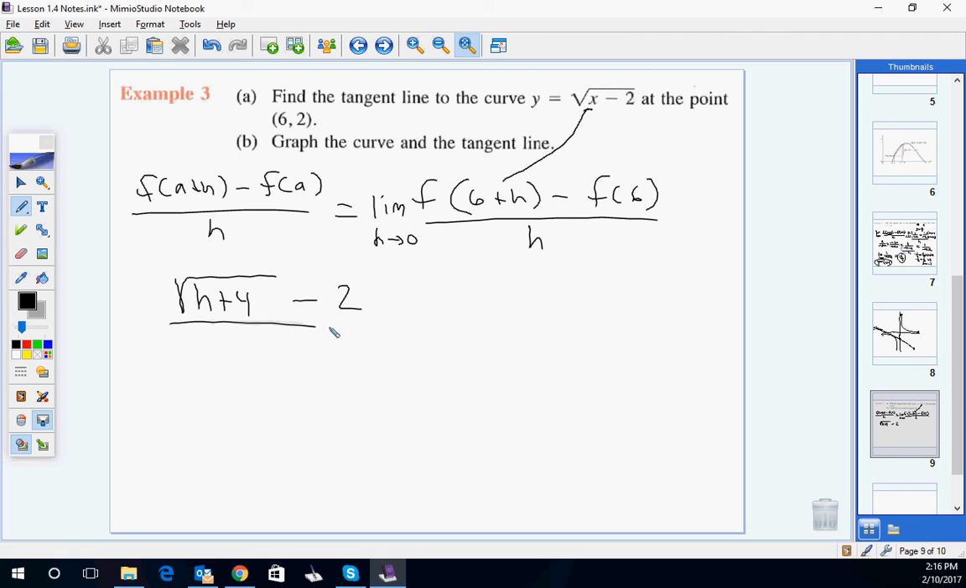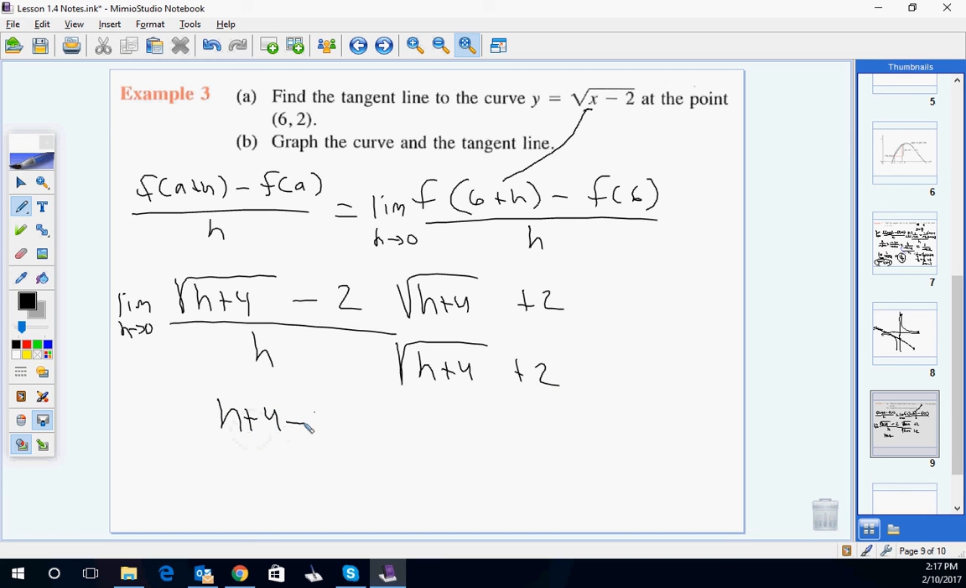Now, this is where you're going to get angry. Now what? Yes, conjugate. But I mean, you're going to get angry because now this story gets messy. That's why I have a second page in here. Okay, so we have to go h plus 4 plus 2. H plus 4 plus 2. Okay, so my top is going to be h plus 4 minus 4. Yes, we get the 4 to go away.